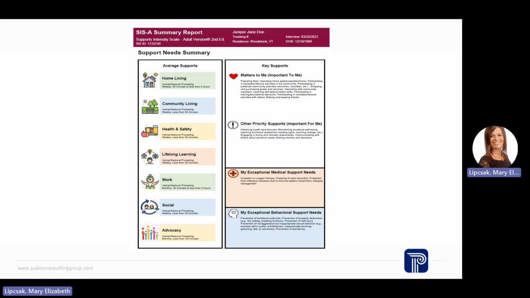The first page of the sample report includes a snapshot of high-level information discussed by the respondent team and interviewer at the time of the SIS-A assessment. This includes information captured at each of the life activities in Section 2 of the assessment, key supports that are important to the individual and important for the individual, and exceptional medical and behavioral support needs in Section 1.